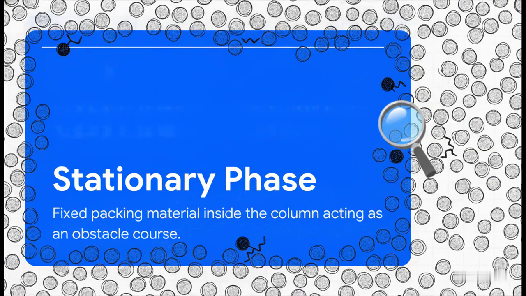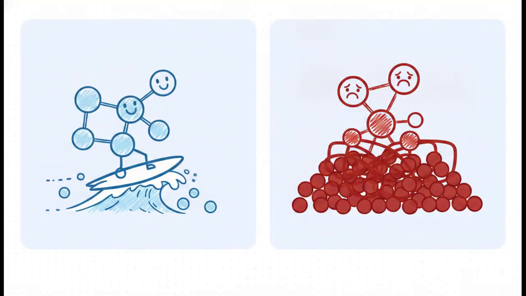The second player is the stationary phase. This is the fixed packing material inside that stainless steel column, often some form of chemically modified silica. You can think of this phase as a highly complex obstacle course. Because these particles are uniform and incredibly small, usually just 3 to 5 micrometers, they create a truly massive internal surface area for the sample molecules to interact with as they get pushed through. And this brilliantly illustrates the core mechanism of the whole machine, differential partitioning. If a molecule in our mixture has a high affinity for the mobile phase, it's kind of like a surfer catching a fast wave. It just ignores the obstacles and shoots out of the column early.